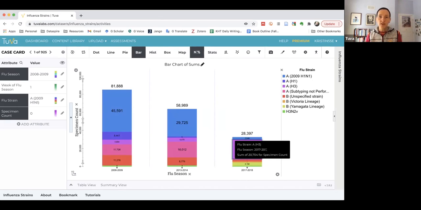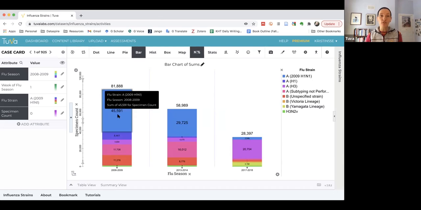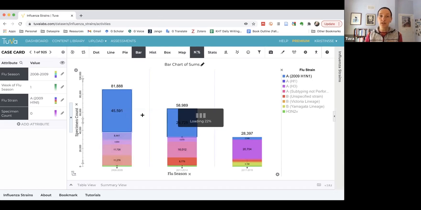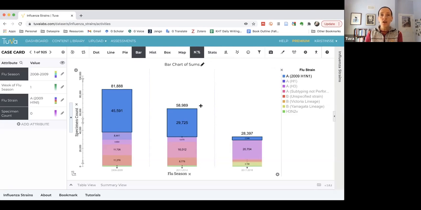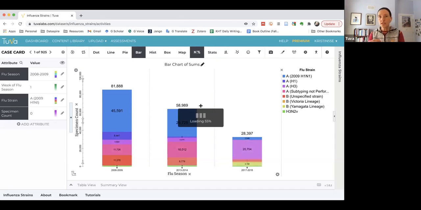But what's interesting is that there were 20,704 of those specimens collected, which is less than half of the more than 45,000 H1N1 specimens that were collected in the 2008-2009 season. So we can look at proportional differences, but it's also helpful to look at the actual values of what was collected and tallied. By showing the sum for each bar section as well as the bar totals, we get a better sense of what we're looking at.